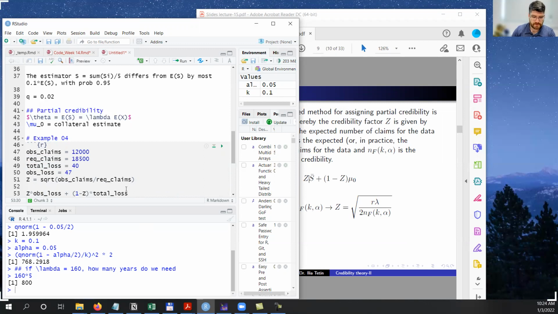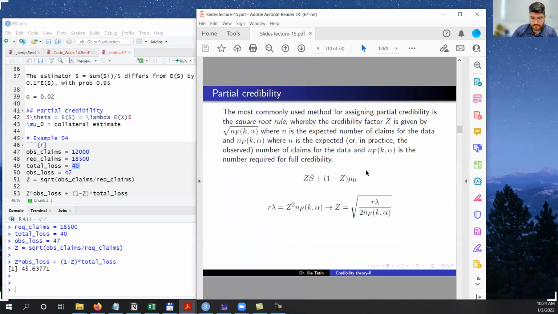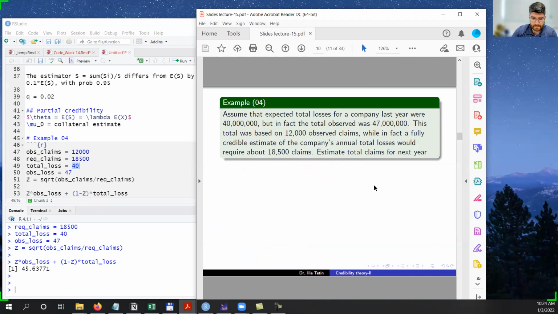Okay, so far we have calculated, and so we have 45.63. So if we were expecting 40 million of losses and we got 47, next year we'll raise the expectation and we will be expecting 45.638 million of total losses. So actually a really useful formula to implement for partial credibility. Quite easy, I would say.